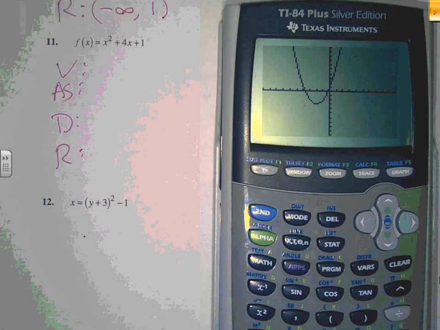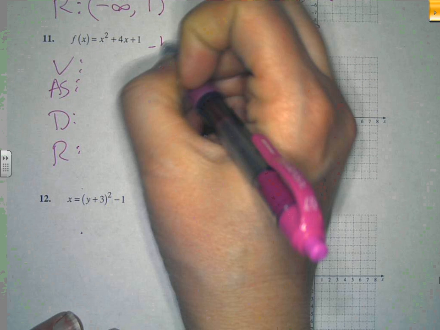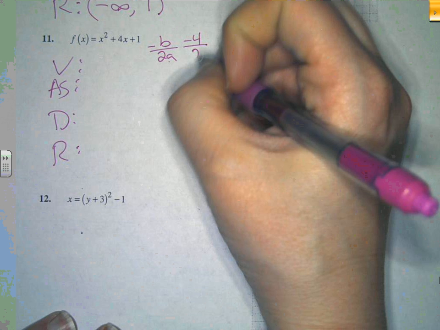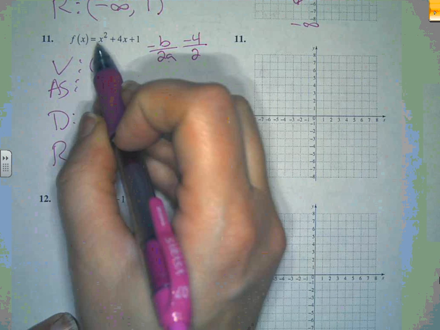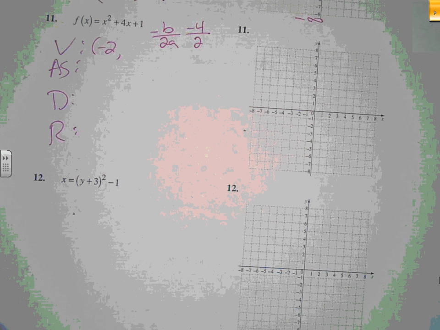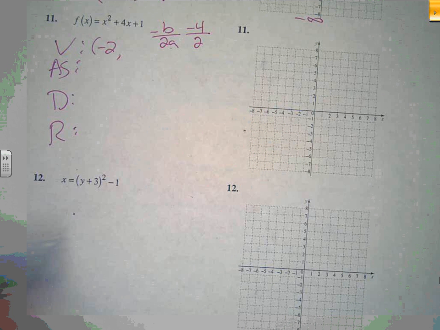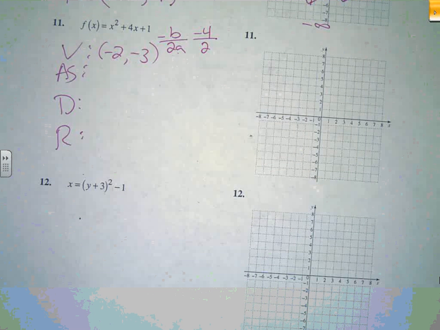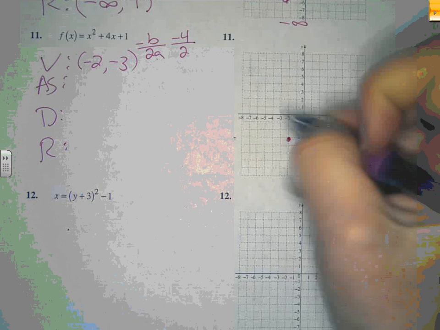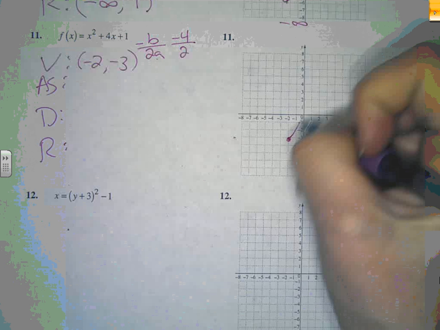If you're not really sure, that's where you'll get to use those formulas, negative b over 2a. So it's negative 4 over, what's a? 1. So it's negative 2, and then just plug in negative 2 for x. And it's negative 3. So you have to be exact. So if you can't tell exactly what it is in the calculator, you'll plug it into the formula. So negative 2, negative 3.